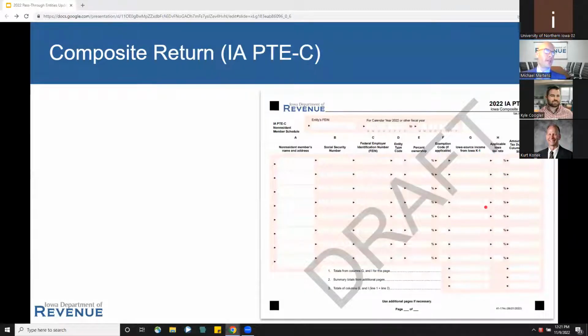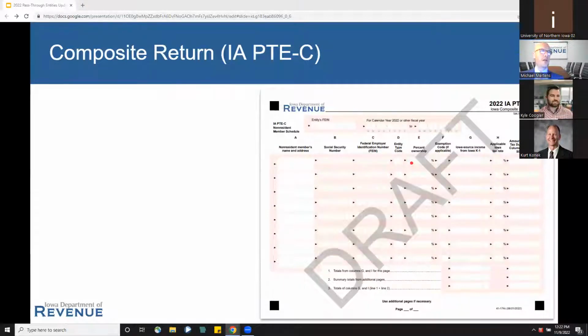If you look at this schedule, you'll see most of it is fairly self-explanatory. For each non-resident member, you're going to enter tax ID, name and address. You're going to disclose the type of entity it is, whether it's an individual, a business entity, so on and so forth. You're also going to record the ownership percentage in the pass-through entity for each non-resident member, I should say.